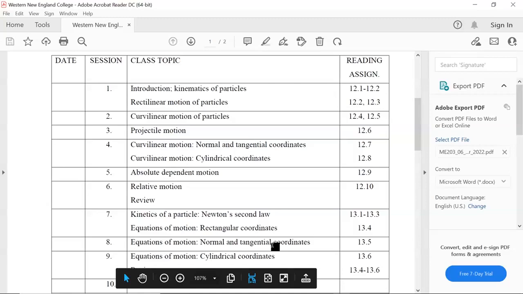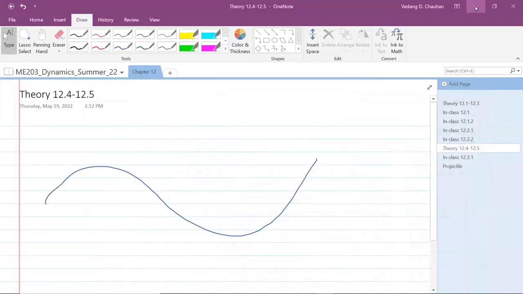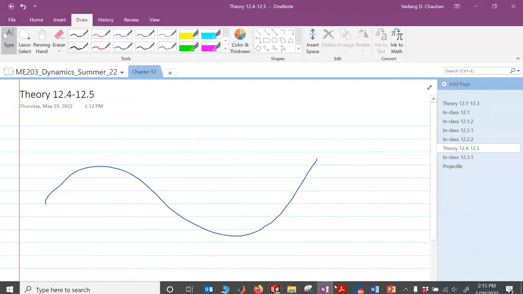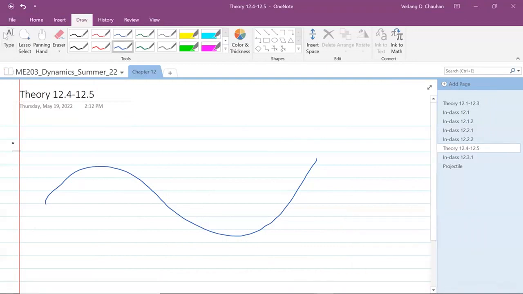In this lecture, we will study theory for the topic 12.4 and 12.5, which is curvilinear motion of particles. Let's say that a particle is traveling through this curved path. Instead of going on a rectilinear motion, which is a straight line motion, now the particle is going through curvature.